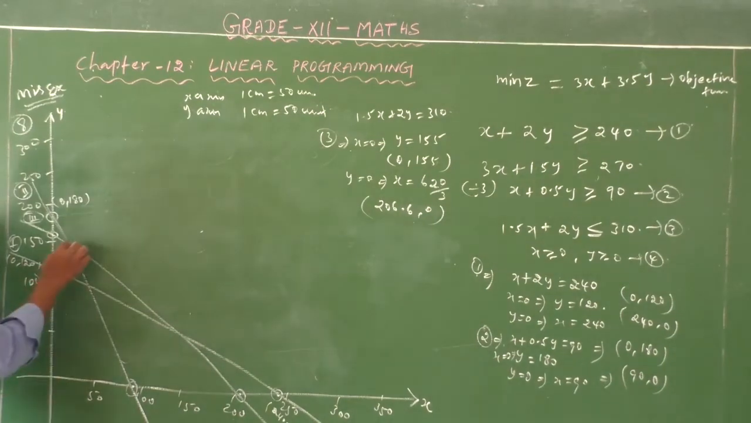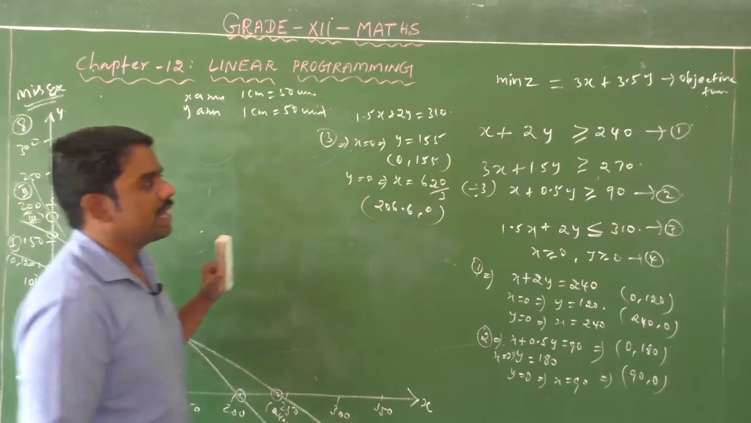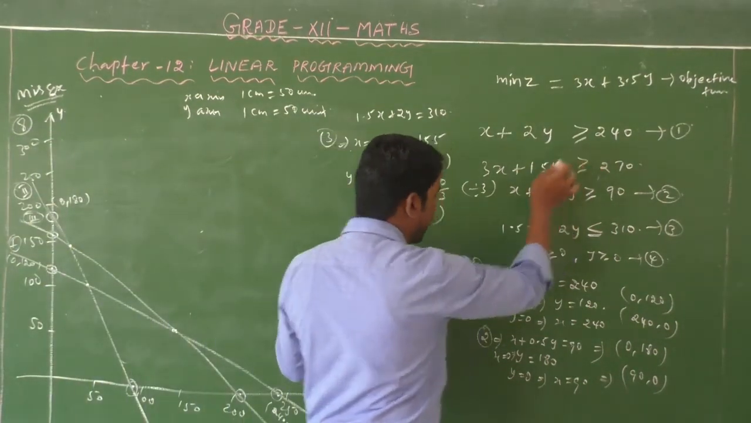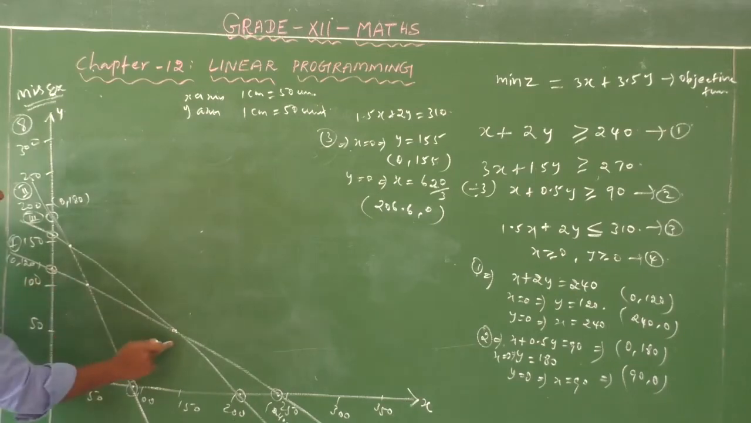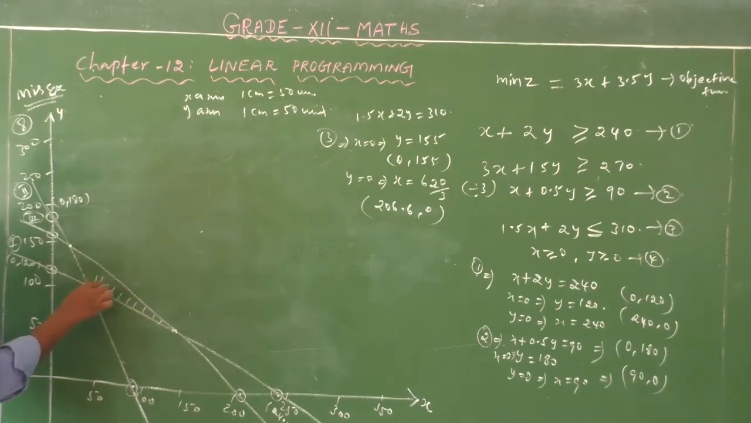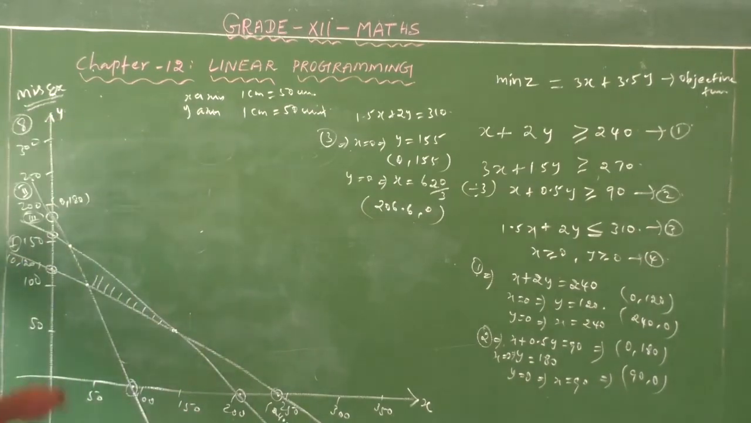The intersection of these is the common region. Listen, the first constraint is greater than or equal to 0, so above the first line, straight above the region. The second line is also greater than or equal to 90, so right of this line, so this area.